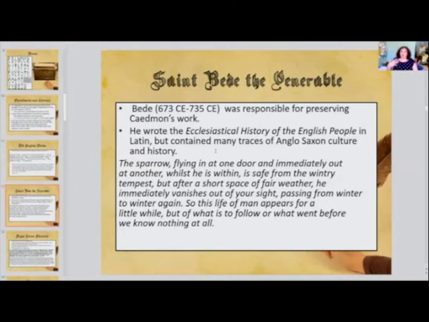So one of the poems that Bede captures in his work is about this sparrow. This is an extended metaphor about life. The sparrow flying in at one door and immediately out another, whilst he is within, is safe from the wintry tempest. But after a short space of fair weather, he immediately vanishes out of your sight, passing from winter to winter again. So this life of man appears for a little while, but what is to follow or went before, we know nothing at all.